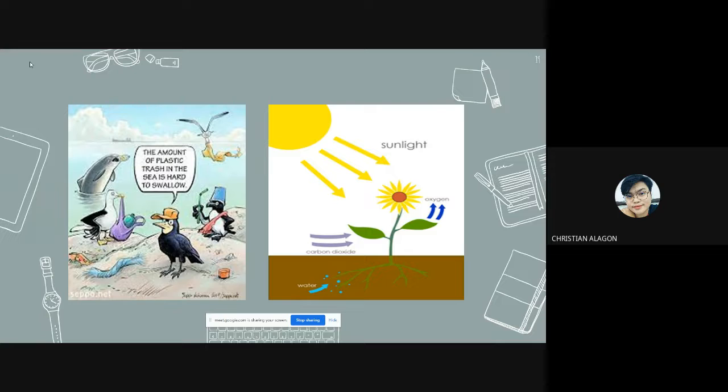So I have here also the photosynthesis, right? We have the circle of life here. The sunlight will give vitamins to the sunflower, and the water gives hydration to the plant, and the leaf will catch the carbon dioxide and release fresh oxygen in our surroundings. So we need to plant more trees and flowers to have clean and green air in the future.